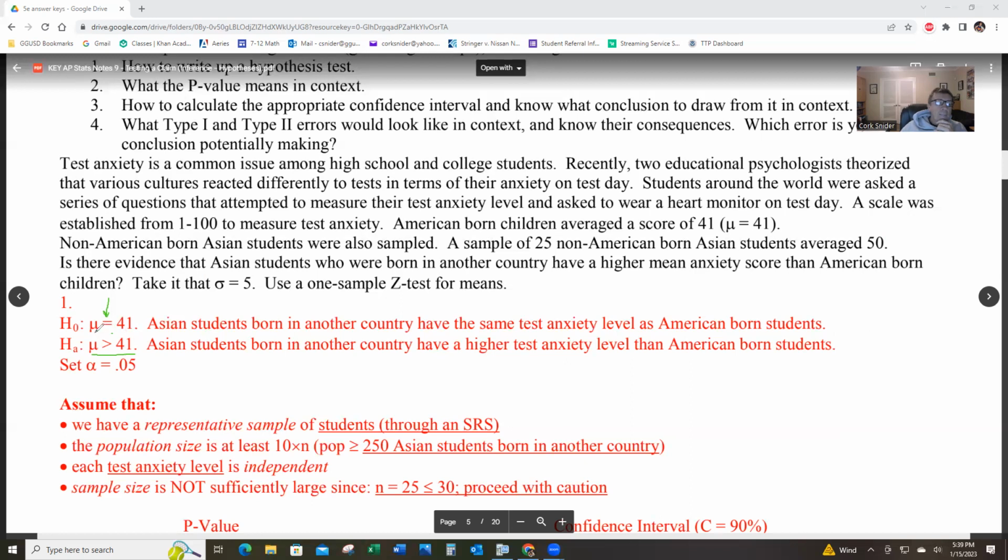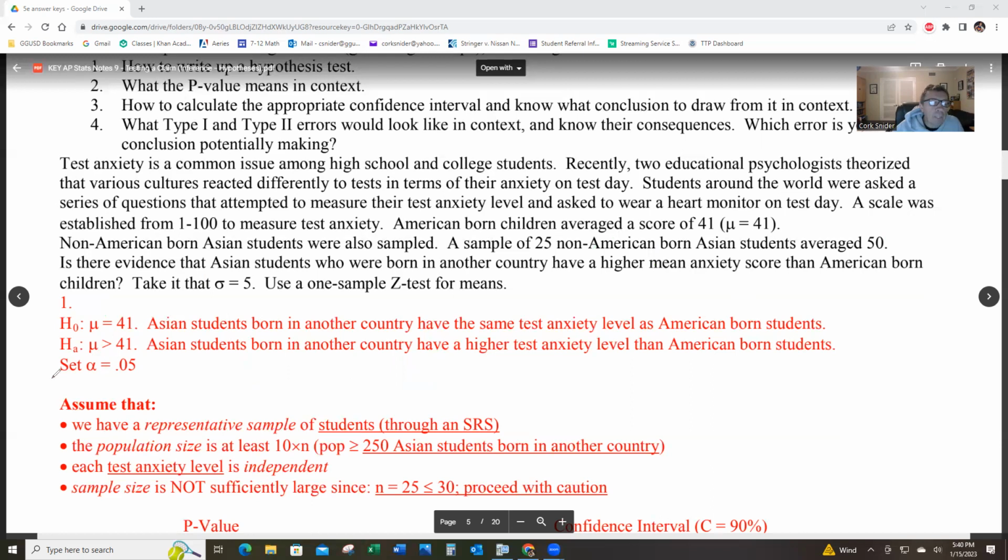Okay. This symbol right here is going to be one of three symbols. It's going to be greater than, it's going to be less than, or it's going to be not equal to. Those are your only three choices. And the one you choose is simply the one you're going to find the keyword. That keyword is higher. You see the word higher right there and you think, oh, okay, that is higher. So therefore, we are going to have the symbol greater than. Sorry about that. I was looking at my screen for something.